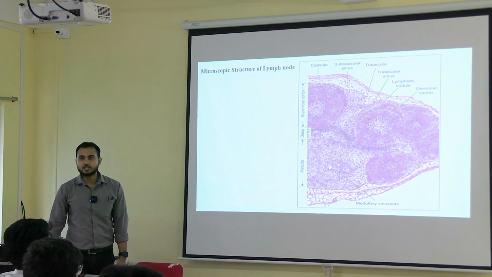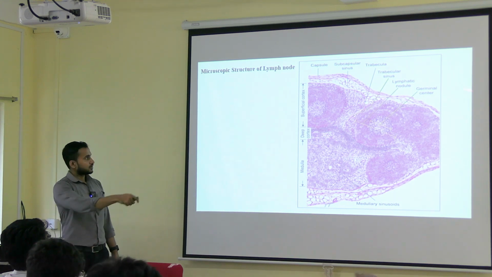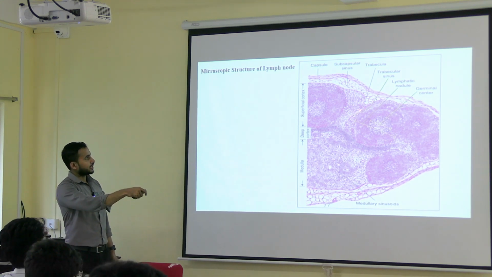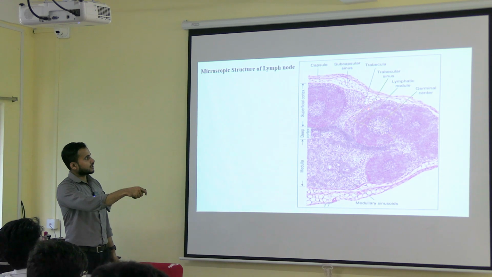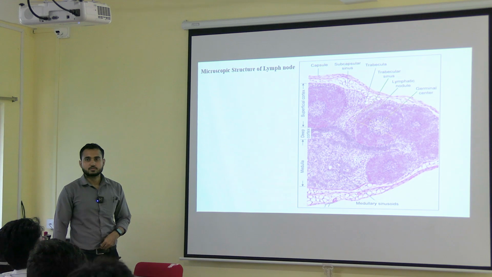After that, can you find out the trabeculae? Where is the trabeculae? See, this is the trabeculae. Okay. Adjacent to the trabeculae, you can see trabecular sinus is also there. Okay. Now, which part is the cortex?